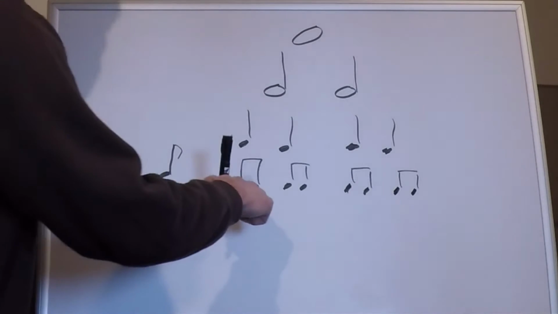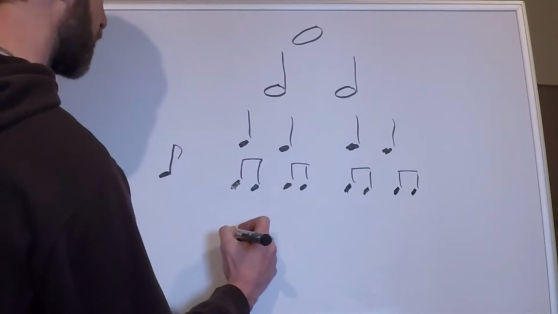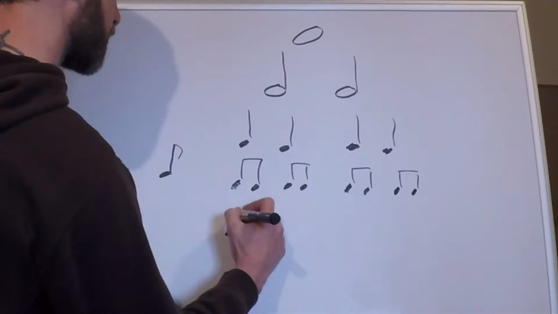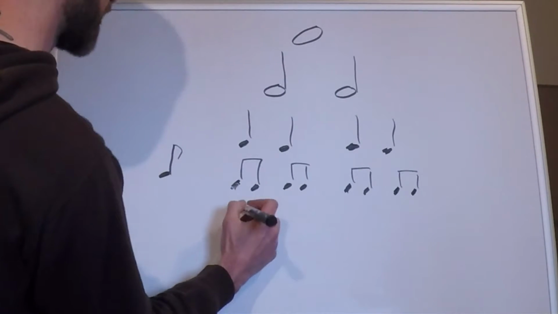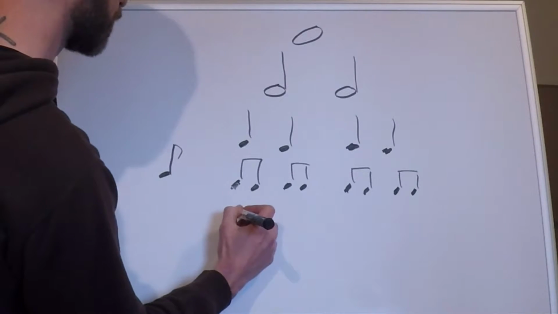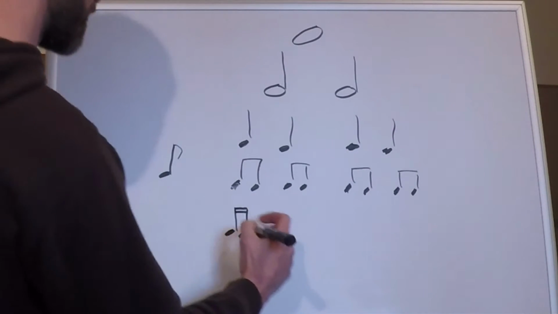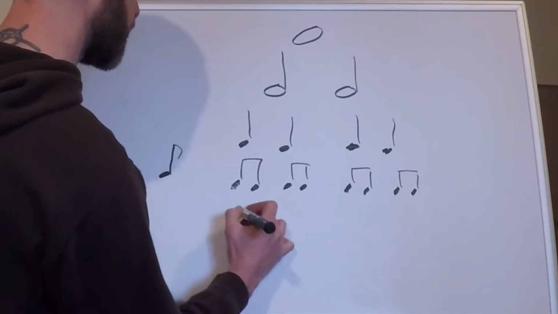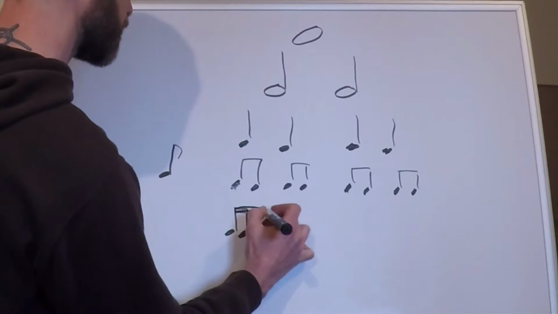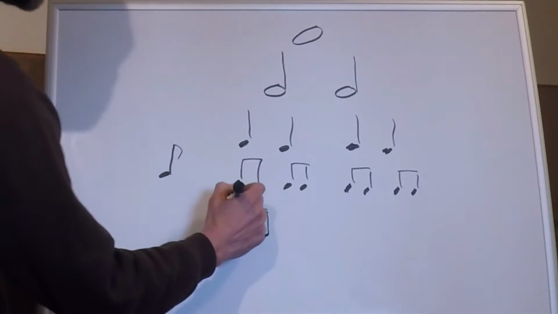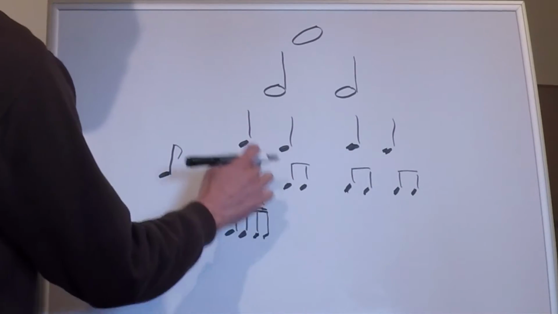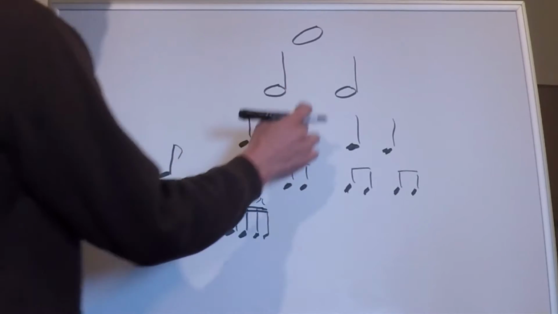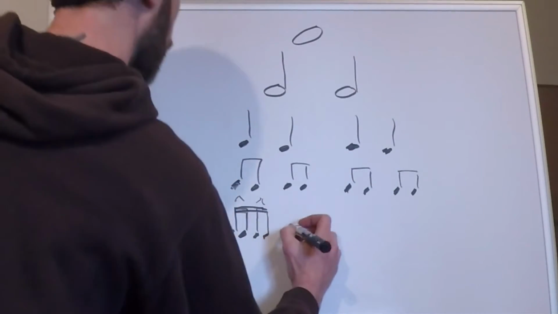Now, the next subdivision is the 16th note. It takes two 16th notes to create one eighth note. 16th notes look like this. They're the dot, two stems, and then two bars that connect them together. You can group them in any way that you want depending on the phrasing, but for this we're going to group them in fours. So two 16th notes equal an eighth, two eighths equal a quarter, two quarters equal a half, two halves equal a whole.